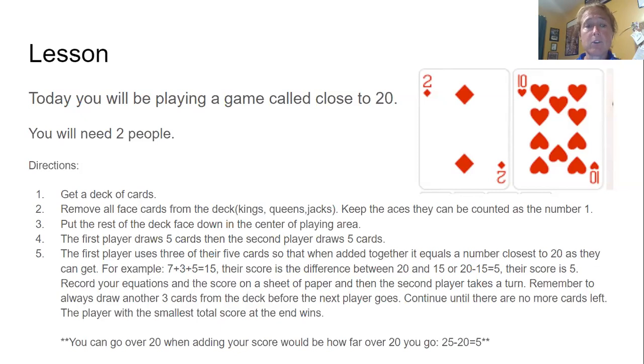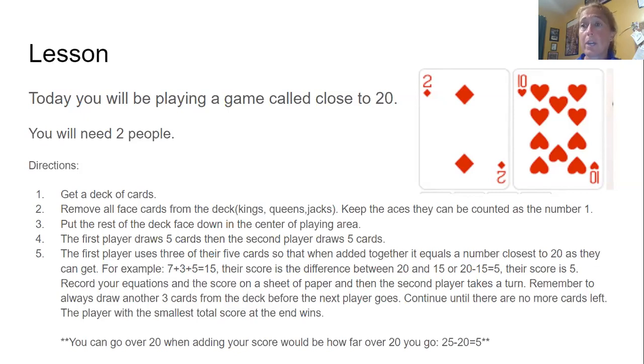So for example, if you had a 7, a 3, and a 5, it would be 7 plus 3 plus 5, which is 15. And then your score is the difference between 20 and 15. So 20 minus 15 equals 5. So 5 would be your final score that you would put on your piece of paper.